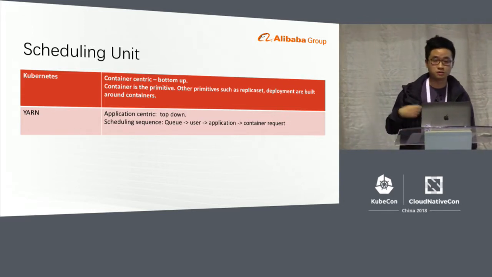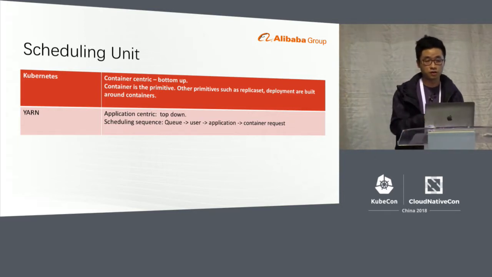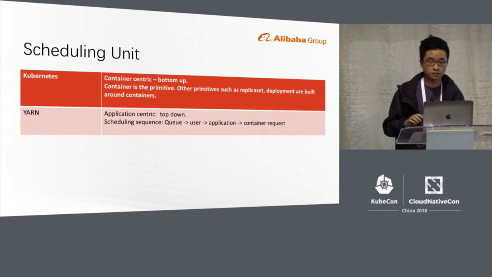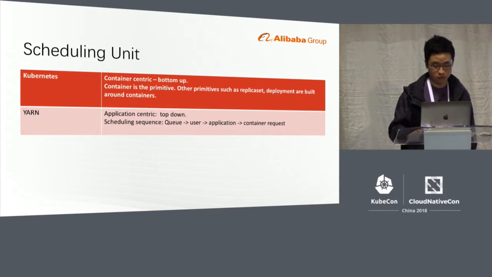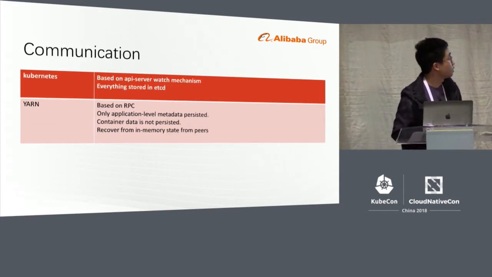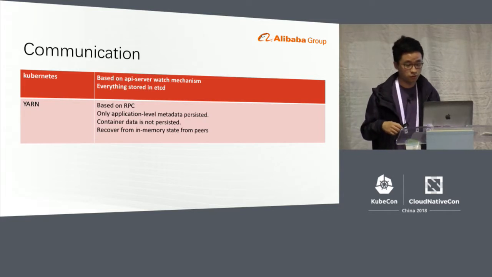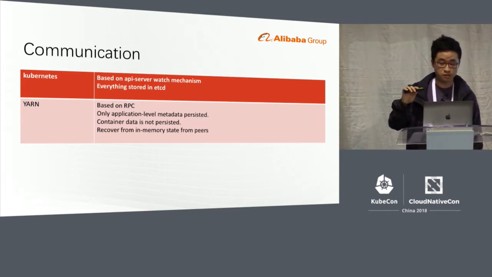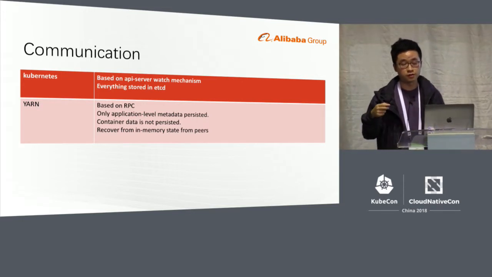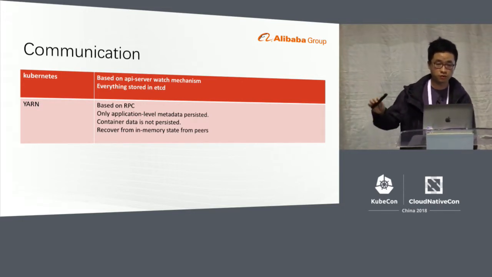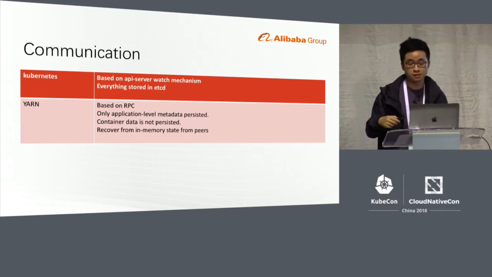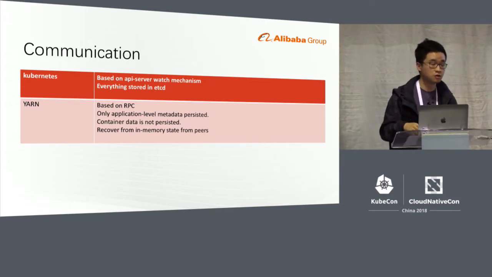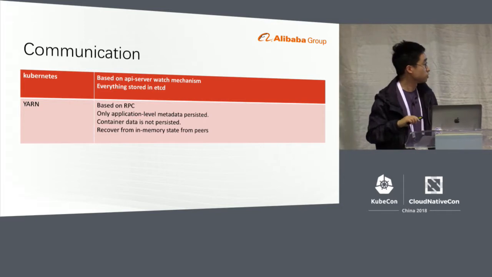The reason is that when doing the dispatch, it's not like we have a lot of containers. The mindset when they were developing YARN is that they want a central management. In communication, Kubernetes is quite different from YARN. Kubernetes is based on the API server watch mechanism. Everything is stored in etcd. The etcd is like the brain of Kubernetes. But YARN is based on RPC. Only application-level metadata is persisted.